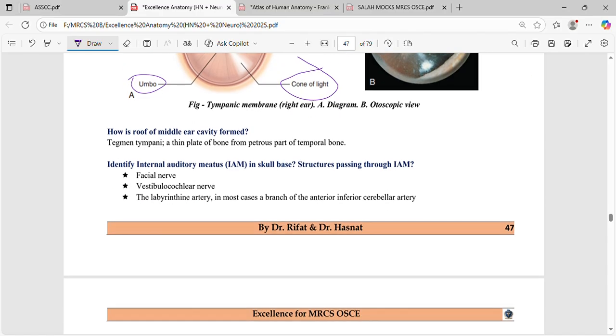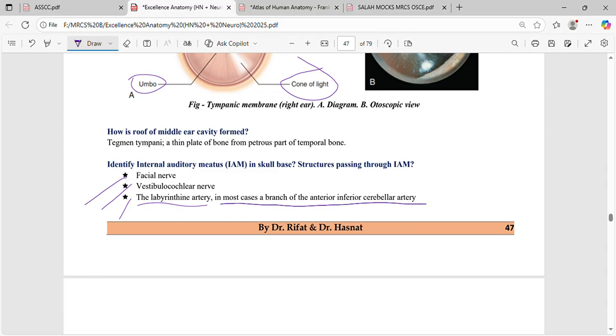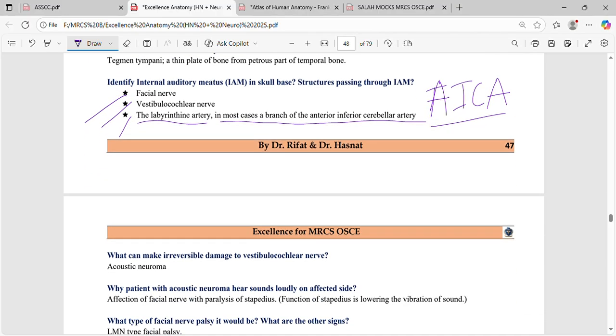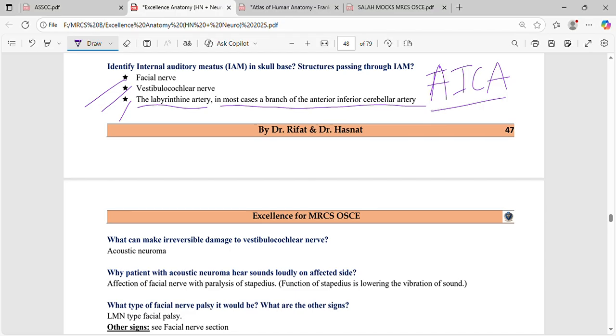So we have the facial nerve, and then we have the vestibulocochlear nerve, and then we have the labyrinthine artery, in most cases a branch of the anterior inferior cerebellar artery, AICA. So what can cause irreversible damage to the vestibulocochlear nerve? Acoustic neuroma.